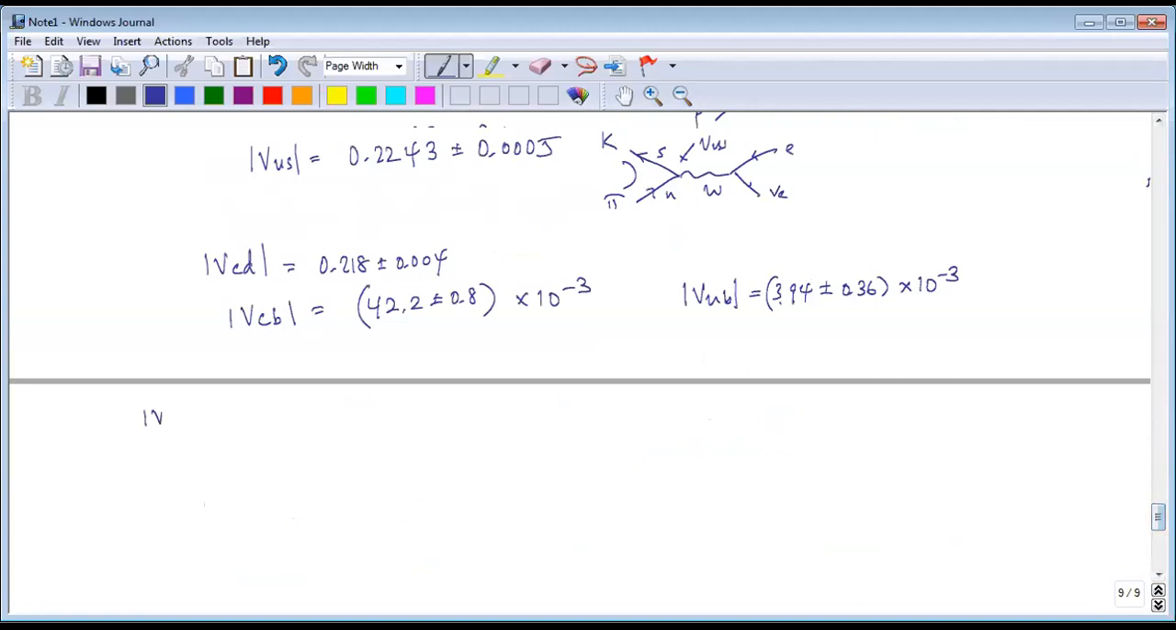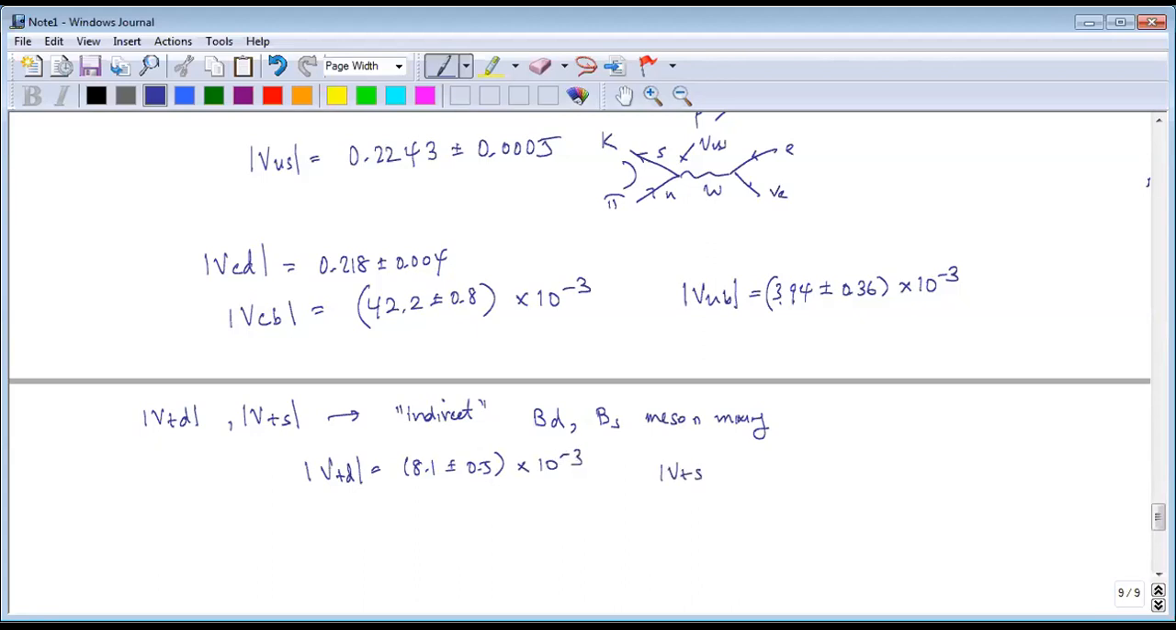VTD, VTS. These are very, very difficult to measure in tree-level processes involving top quarks. So for these, one would rely on indirect measurements, meaning through mixing of the mesons, the BD mesons or the BS mesons. And so here, in the VTD and VTS.